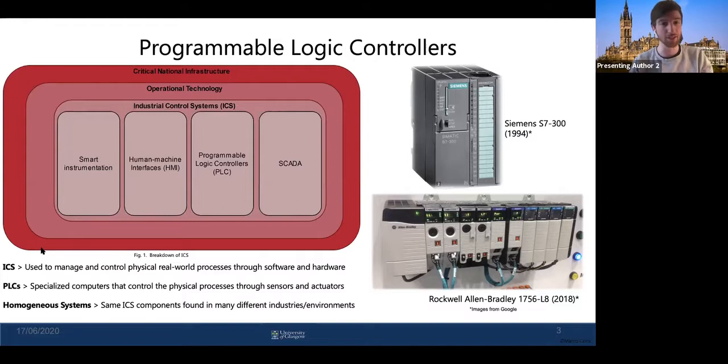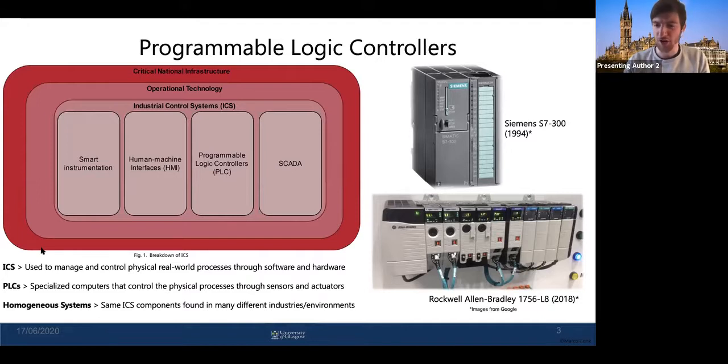And within these, we have PLCs, which are specialized computers that are specifically designed to operate in high intensity environments within industry. So a lot of them have a lot of fail safes. They have a lot of redundancy so that they can operate in safety critical environments. And I've included a couple of pictures there on the right, just if no one's ever seen one before. We've got an S7300 from Siemens there, which is more of a legacy device, and then a Rockwell Allen Bradley PLC as well, which is a more recent device.